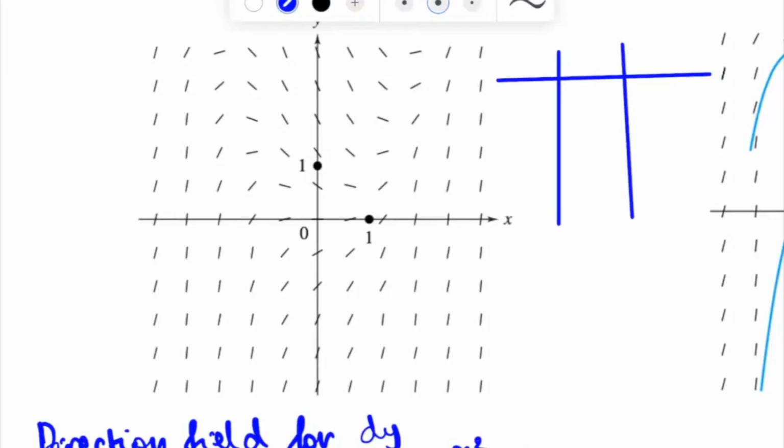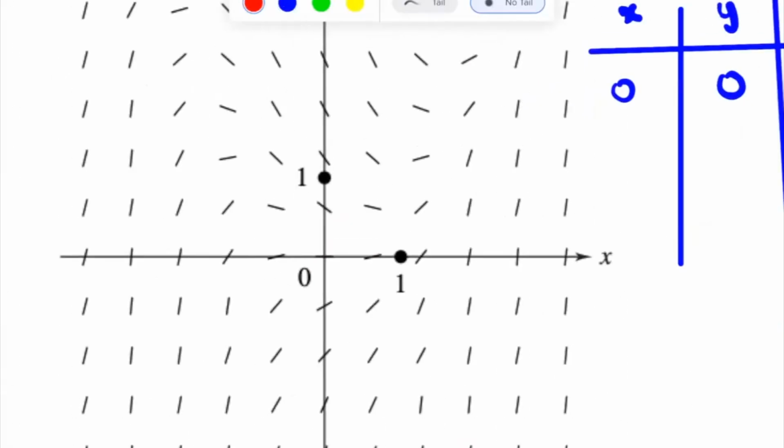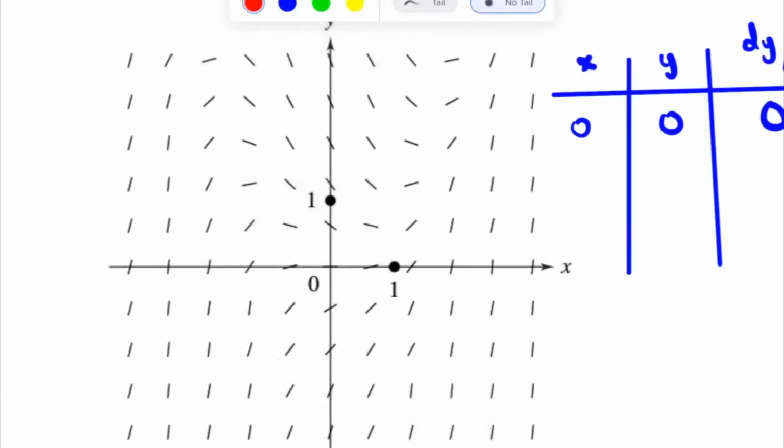Just for demonstration, x, y, and dy/dx. Let's say you have x equal to 0, y equal to 0. Therefore, 0 squared minus 0 is 0. Right? So it's just flat. There's nothing there. So when you zoom in to this graph, you can see right here it's just a flat line to indicate that the slope is equal to 0, or you have something called the horizontal tangent line.